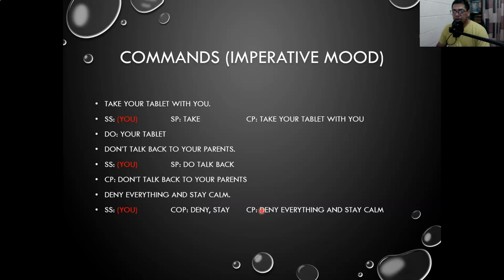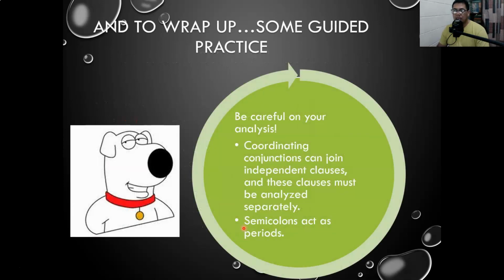So here you go, that's the analysis. Simple subject you, compound predicate deny, comma, stay. I don't like to use and, I like to use comma only. Deny, comma, stay. Complete predicate, deny everything and stay calm. Direct object, everything. Deny what? Everything. Stay what? Calm. And with this I cover, guys, the special cases, the special considerations, and I just want to wrap up before I give you some guided practice.